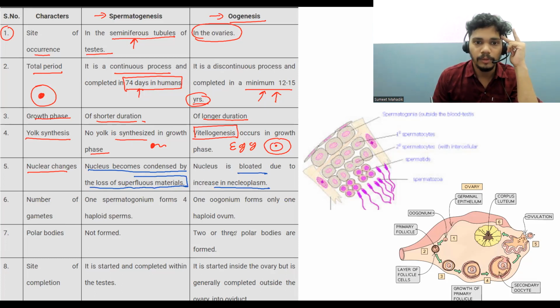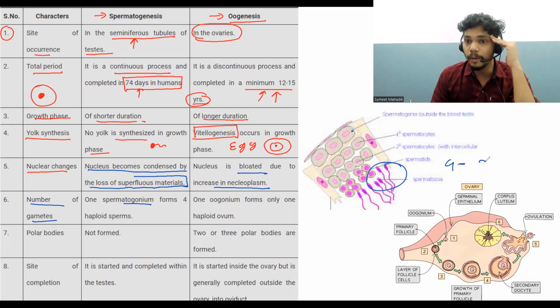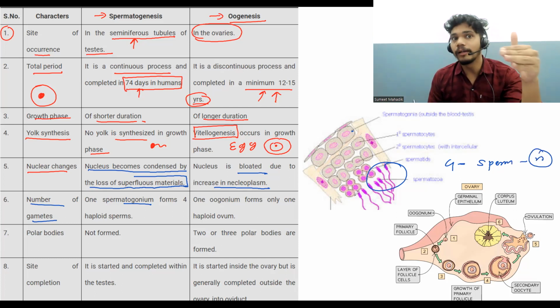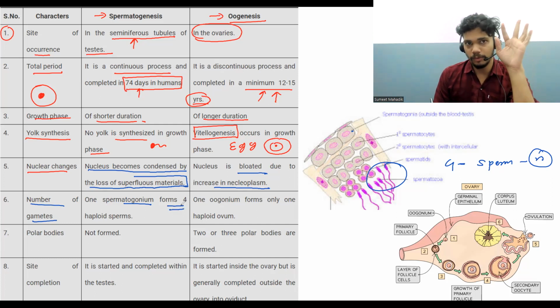Then we're going to talk about the number of gametes. One spermatogonium, can you see that? This is a spermatogonium. It undergoes first mitosis, then two meiotic divisions, and then we are getting four what? Sperms, which are haploid, correct? So at the end of spermatogenesis, from one spermatogonium we are getting four sperms. How many? Four sperms. So this is the product of spermatogenesis.